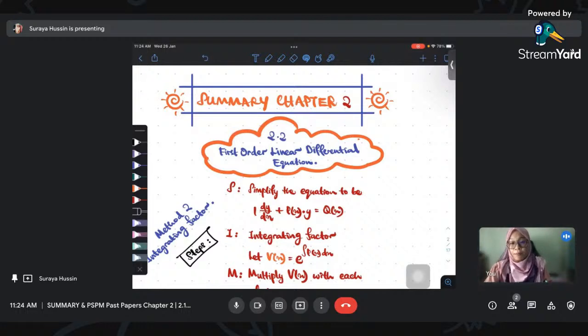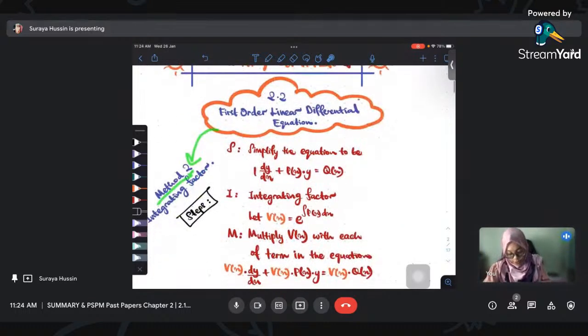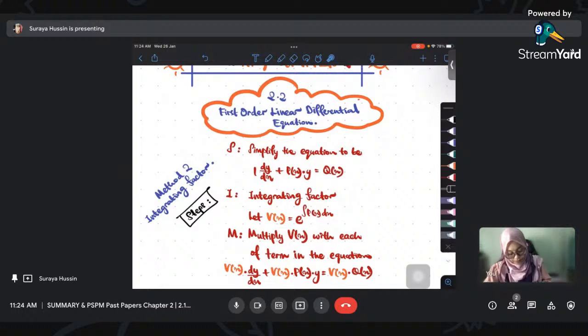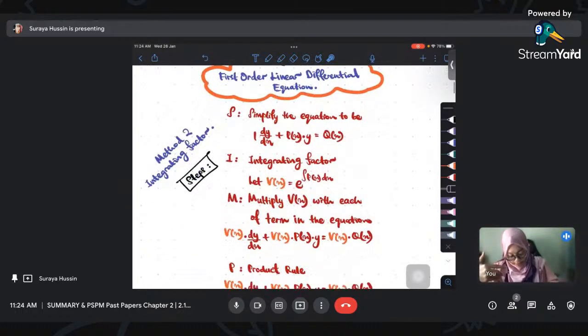The name just looks complicated, but it's not that hard. It is actually showing us that we are trying to use the second method, which is integrating factor. We are trying to apply the second method, integrating factor. What is integrating factor, Miss? So I'll go step by step, and we call these steps SIMPI.